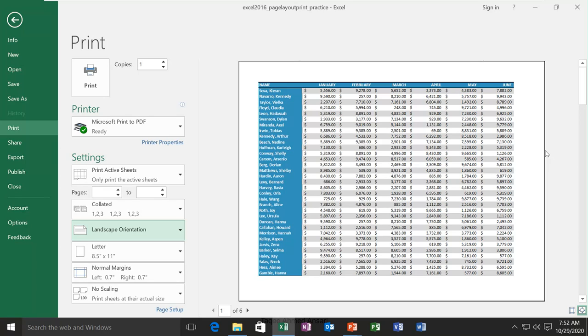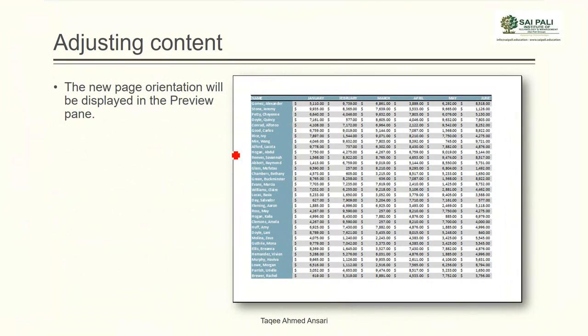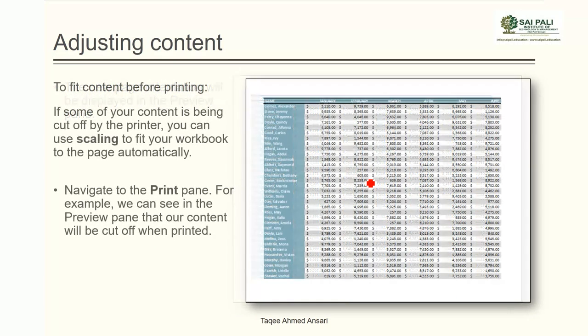So before creating the document, we can do that, or at the time of printing we can also adjust these settings to fit our content properly. So we can select what layout fits the page. To fit the content before printing, you can also use this scaling option.